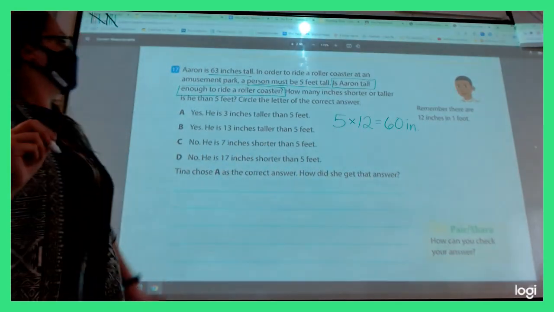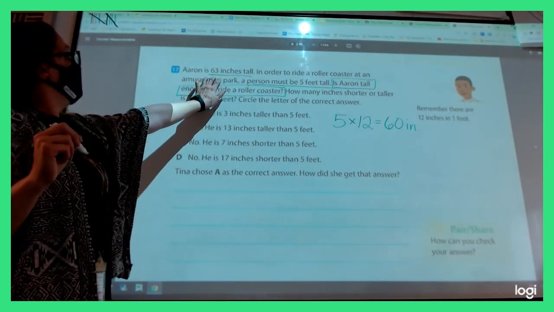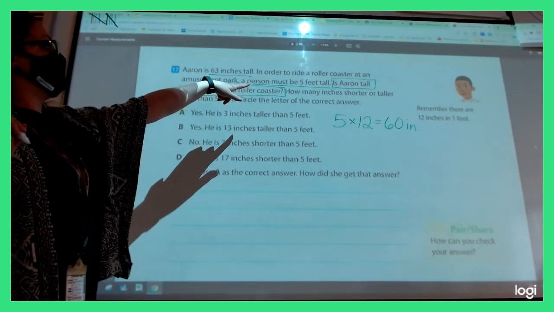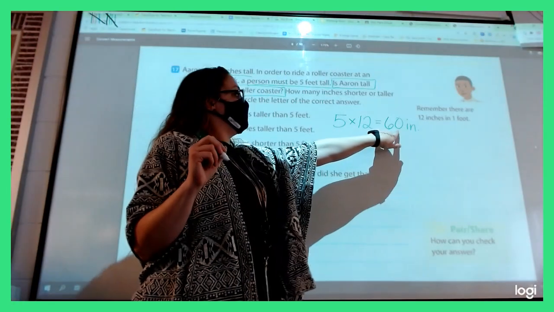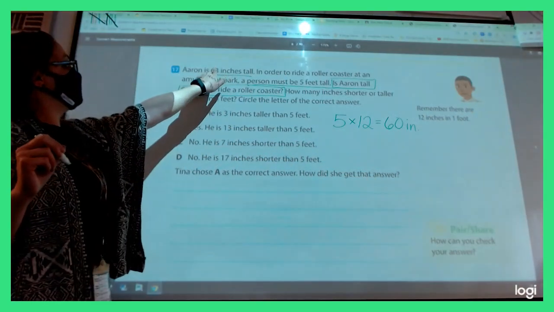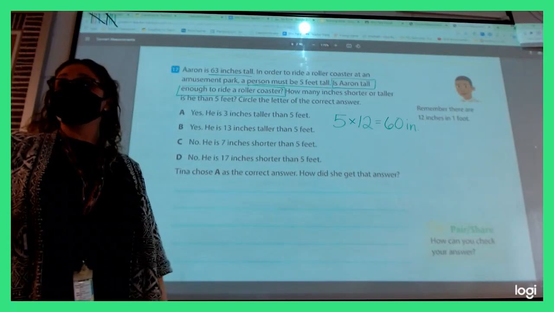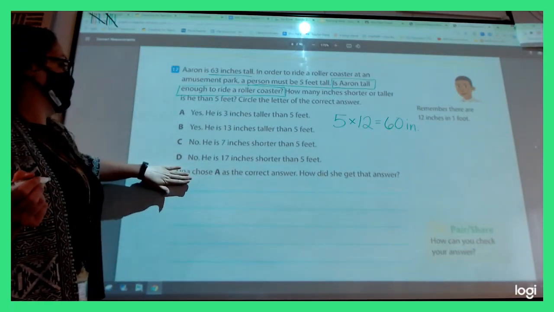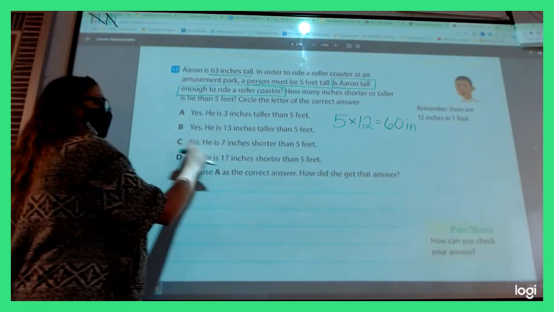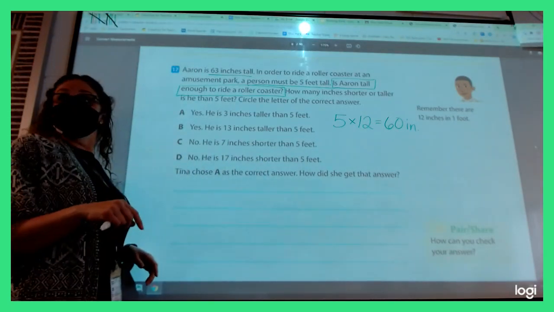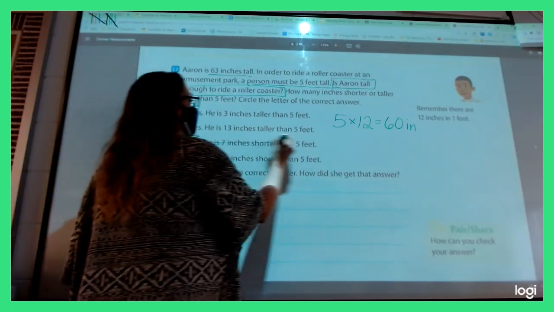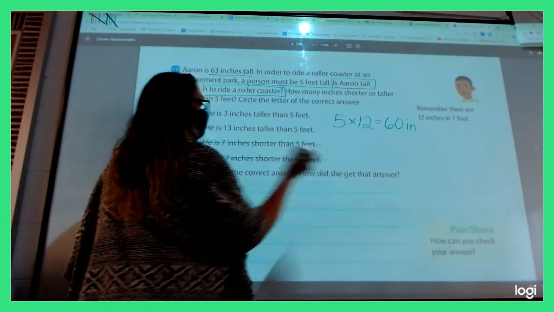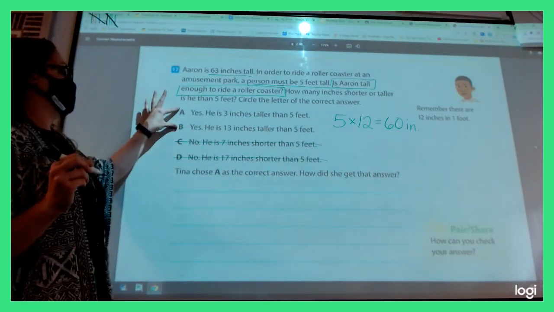All right, now let's revisit our problem. Aaron is 63 inches tall. A person must be 5 feet. 5 feet is 60 inches. Aaron is 63 inches. Is he tall enough to ride? Yeah. So we have more than one answer that says yes. Can I go ahead and cross off C and D since they say no? We know those will not be our answer, so get rid of them. Make your life easier. So we have 2 choices.